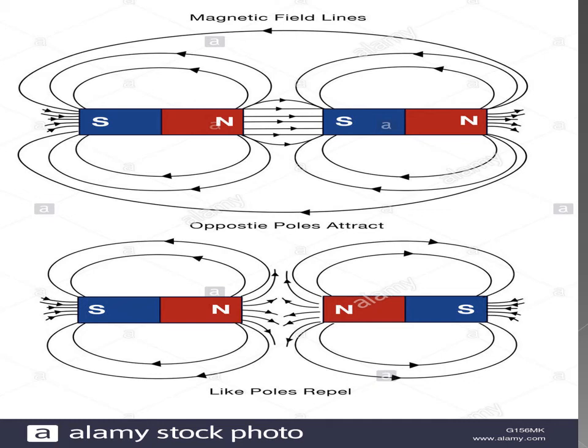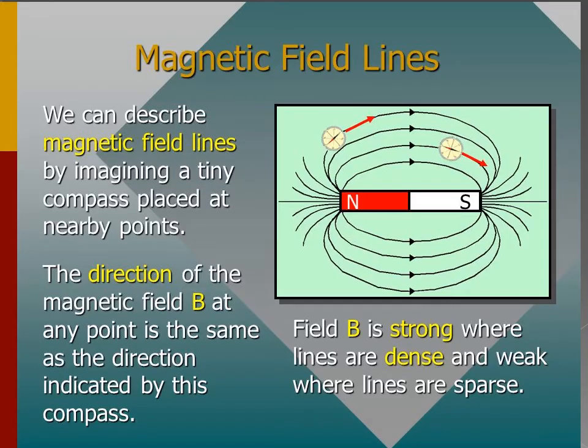Right. So what are the properties of a magnet? A freely suspended bar magnet will always point along the north-south direction. We can describe the magnetic field lines by imagining a tiny compass placed at nearby points. We have a magnet with north and south poles and a compass, which denotes the deflection. The direction of the magnetic field B at any point is the same as the direction indicated by this compass.